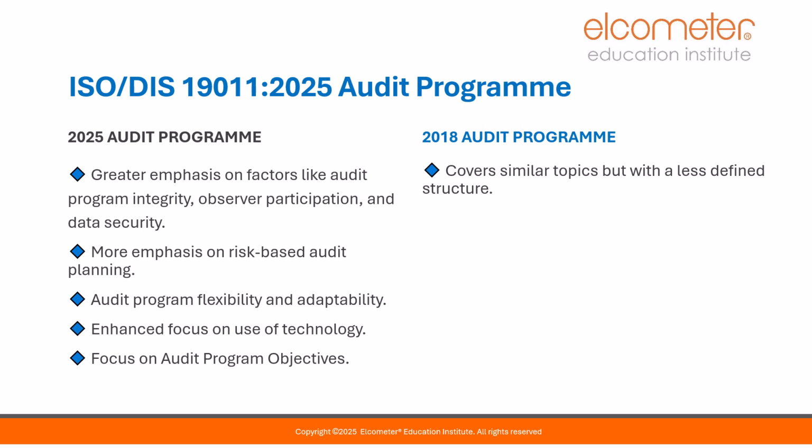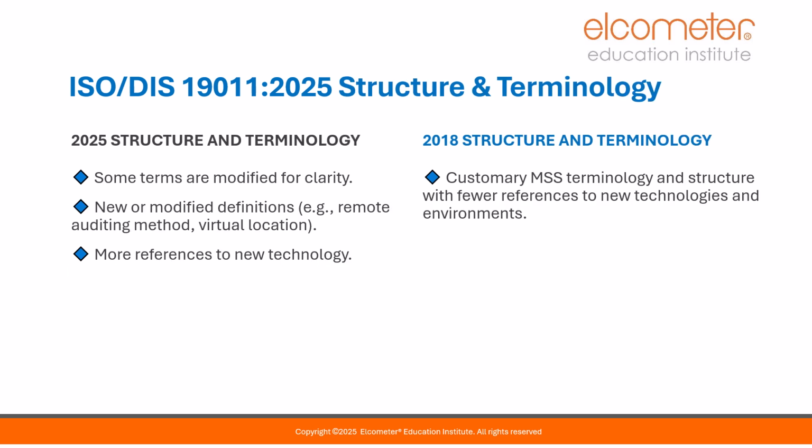19011-2018 covers similar topics with the less defined structure of the audit programs. The 2025 version of 19011 modified structure and terminology by deleting and redefining, as well as adding some of the terms and definitions for more clarity. Some of the newer revised terms and definitions include remote auditing methods and virtual location.